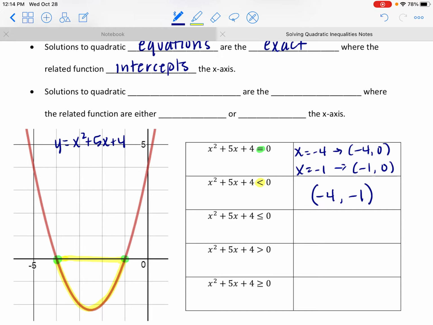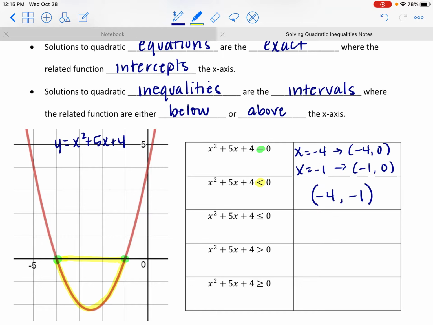So when we're solving a quadratic inequality, solutions to quadratic inequalities are the intervals where the graph is either below, if it's a less than, or, guess what, if it's a greater than, above the x-axis.